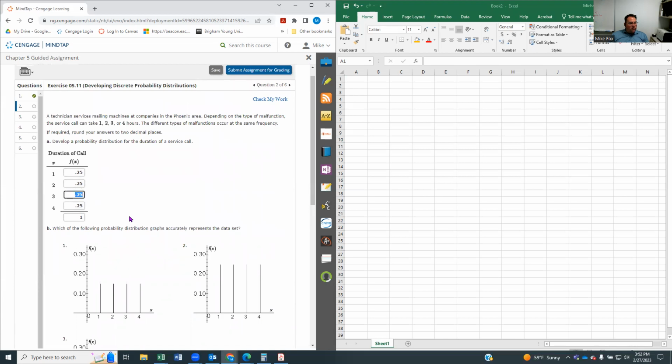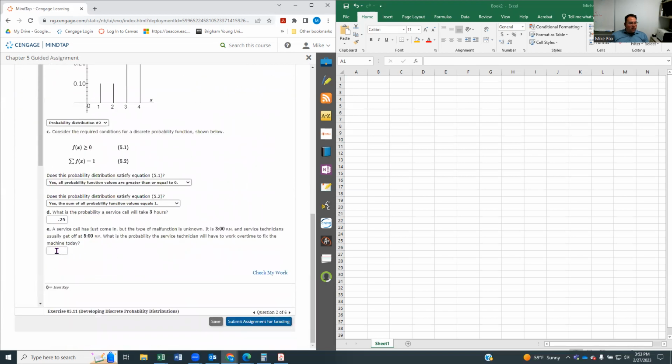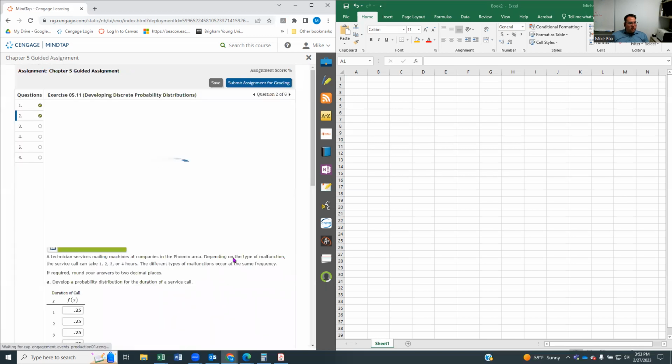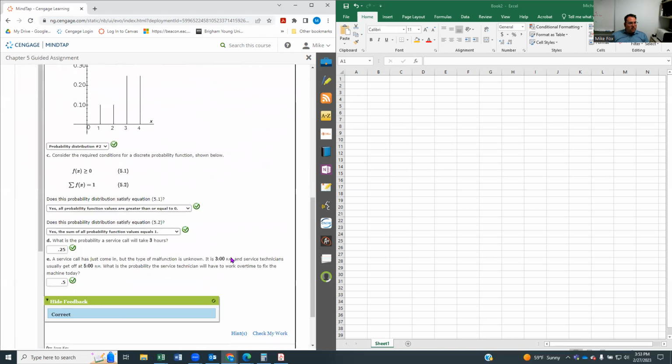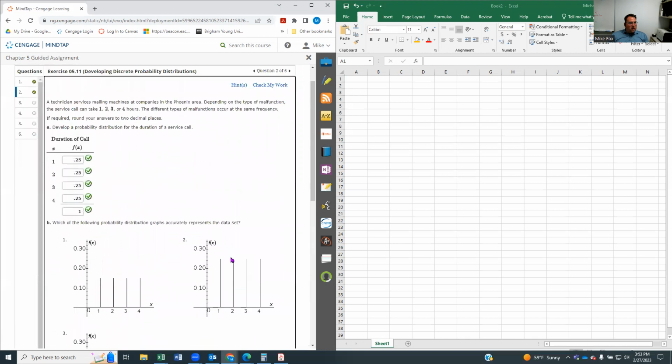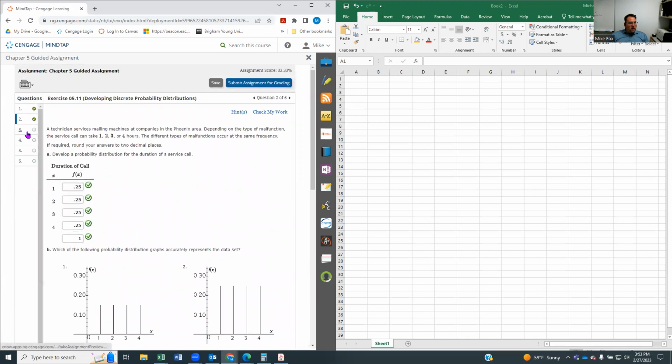We would say, well, there's a 0.25, or a 25% chance it will take 3 hours, and a 25% chance it will take 4 hours. So together, that's 0.5. So what we're saying is there's a 50% chance the technician will have to work overtime to get the job done today. Let's double check. Those all look good. We can move on to number 3.